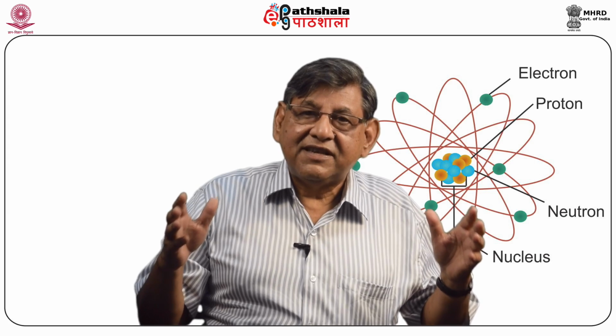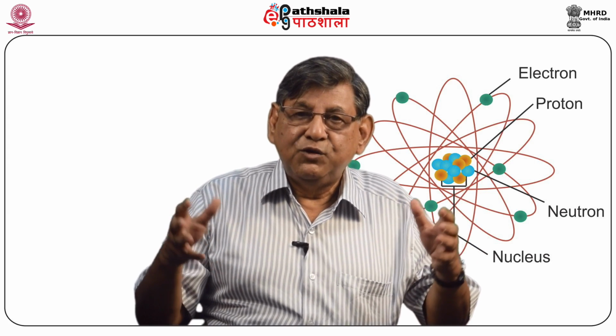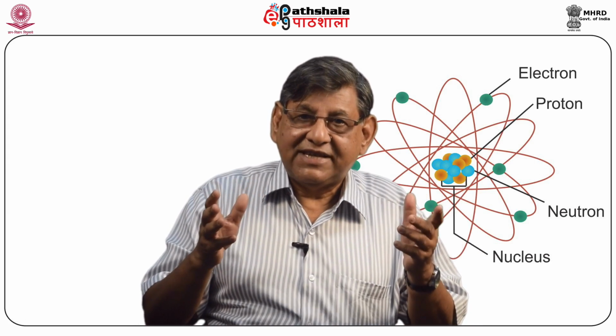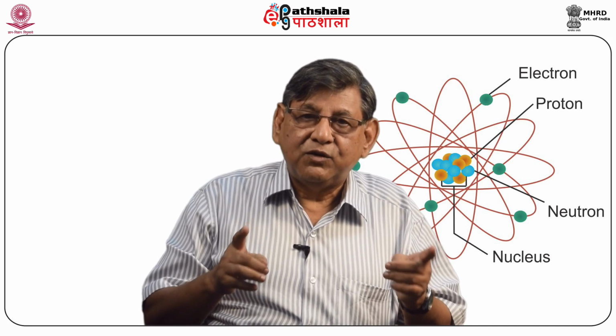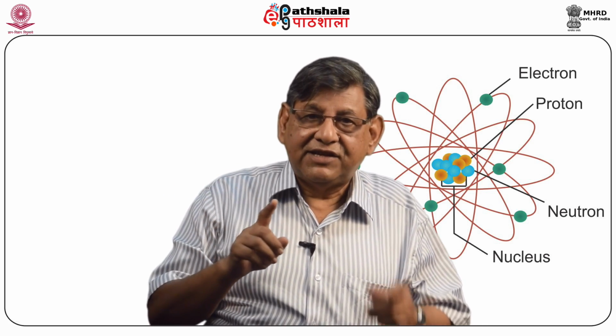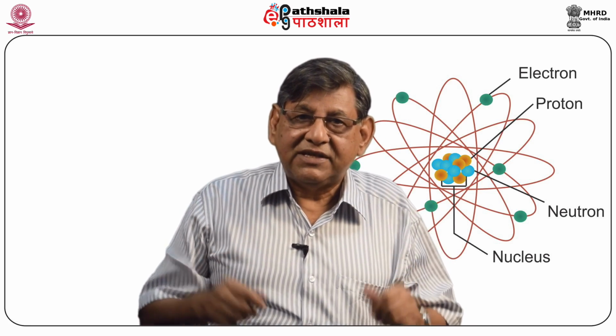And this gives stability to the atom, because if the electrons radiated, they would lose energy and fall into the nucleus, and the atom would not be stable. So this is a very important point to note, that the electrons do not radiate in these stationary orbits, as they are called, or the allowed orbits of the atoms.